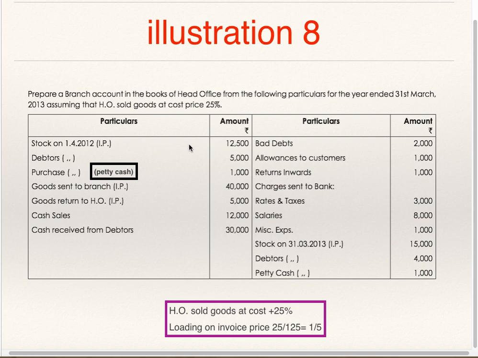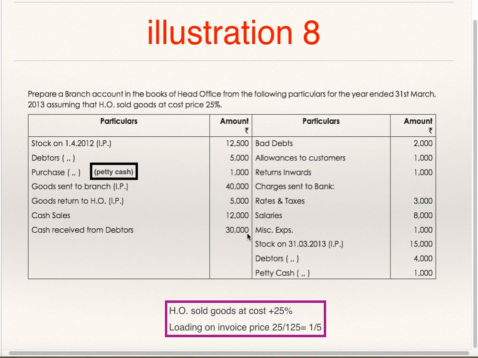Stock on 1/4/12, debtors, and petty cash. Purchase is wrong, so cancel it and make it petty cash. In the branch account, to balance brought down, stock, debtors and petty cash; 1/5 loading will be credited. To goods sent to branch account at invoice price, debit to the branch account; 1/5 loading will be credited to the branch account. Goods returned to head office at invoice price is to be credited to the branch account; 1/5 loading will be debited.